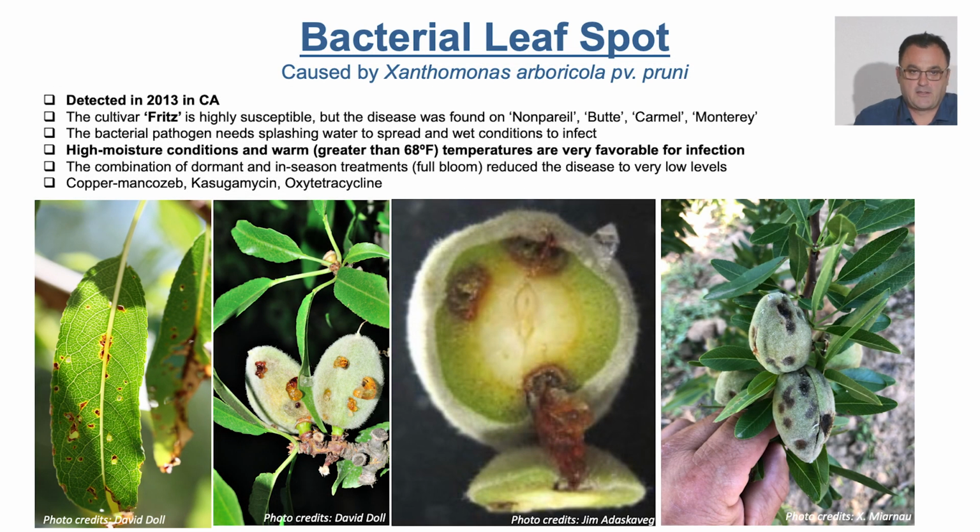Bacterial spot, I think here we can talk about a disease that recently emerged in California. Again, Jim Adaskevich reported it for the first time in 2013. It seems to be relatively specific to a certain cultivar. Fruits seem to be highly susceptible, but again, that's a disease that can be of significance, depending on the cultivar you're growing, and depending on your weather during spring. If you have high moisture and warm temperature, this will be typically favorable for infection by bacterial spot caused by Xanthomonas.